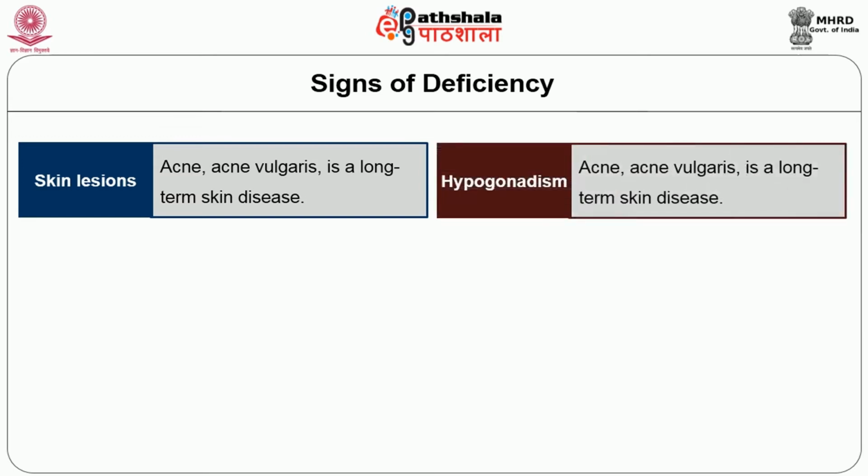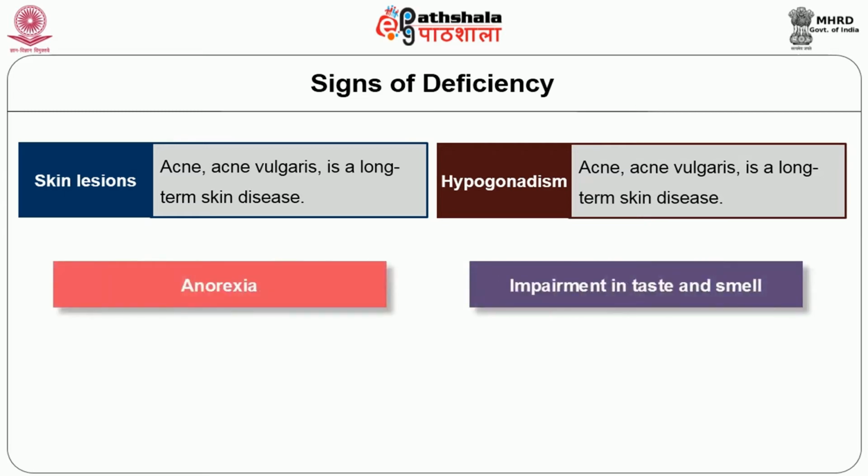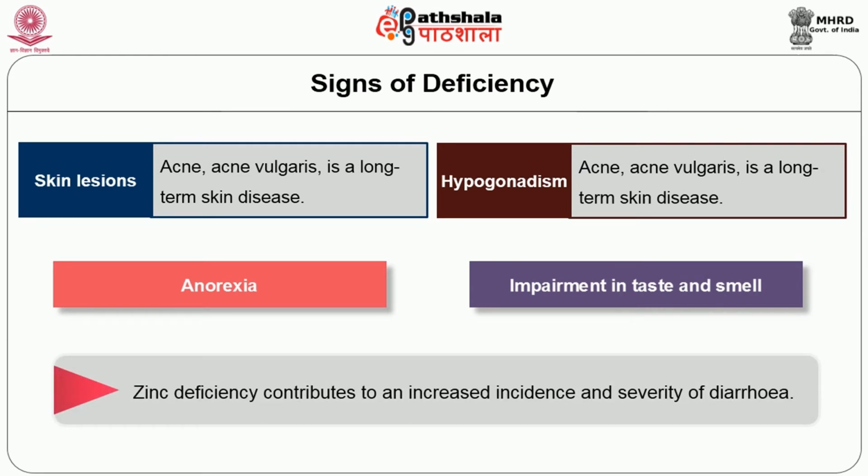Hypogonadism, that is reduced circulating testosterone leading to hypogonadism, is also a sign of zinc deficiency. Anorexia, that is lack of appetite, is also a sign of zinc deficiency. Impairment in taste and smell. Zinc deficient individuals have difficulty in taste and also smell.